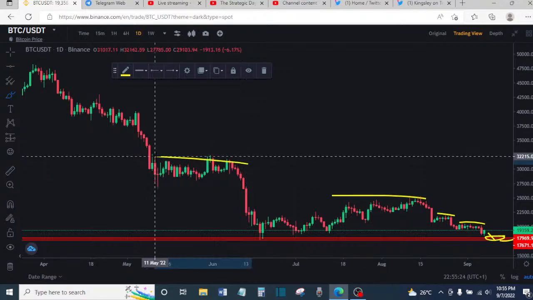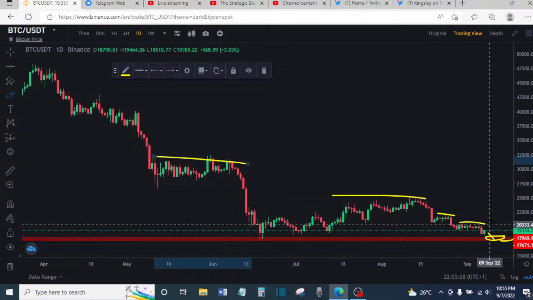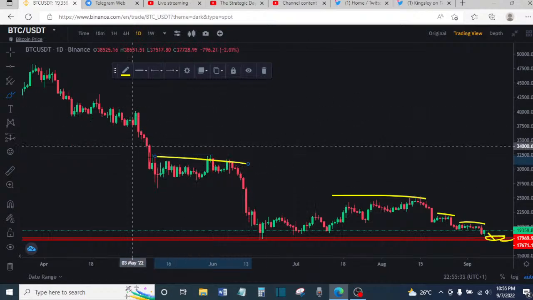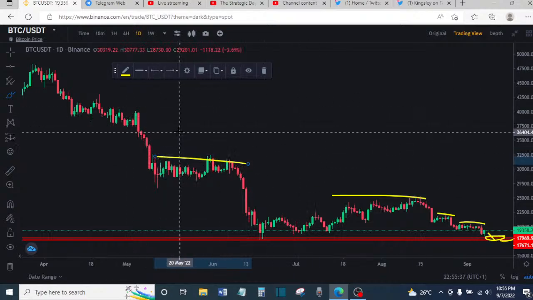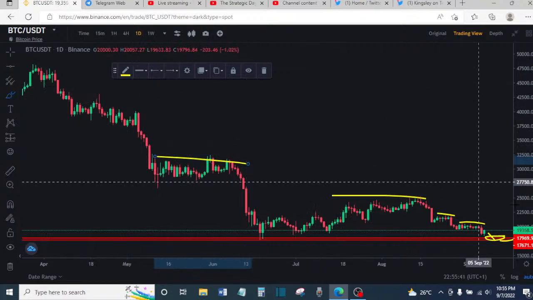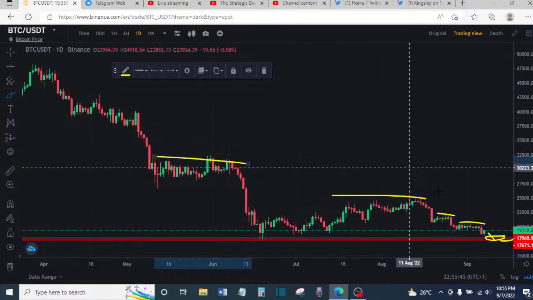So there is a possibility that if price does not crash down, price could get as high as $40,000 this year before the end of the year. It's possible. So let us watch out.